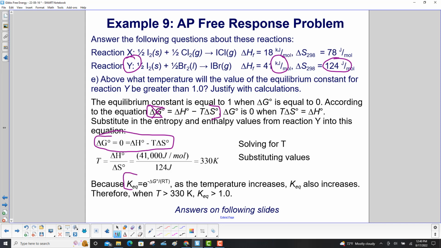Because the equilibrium constant is equal to e to the minus delta G naught over RT, as the temperature increases, the equilibrium constant also increases. Therefore, when temperature is greater than 330 Kelvin, the equilibrium constant is greater than 1.